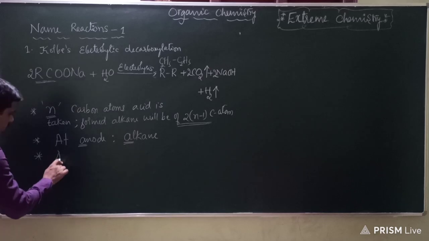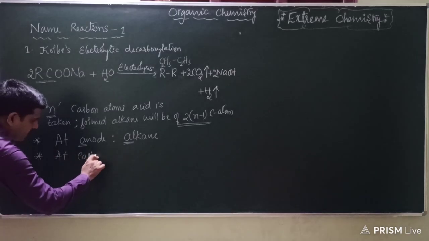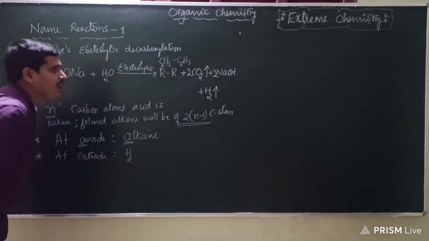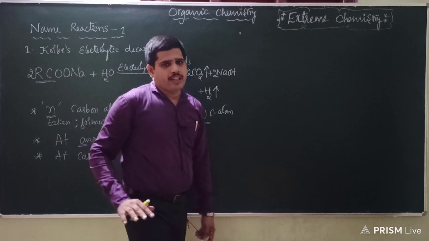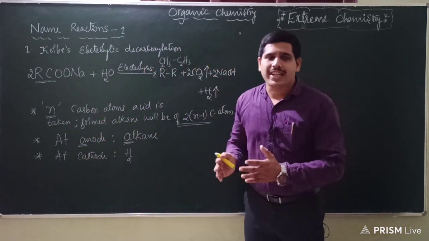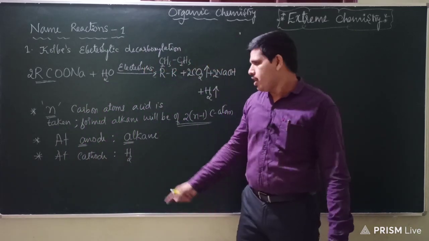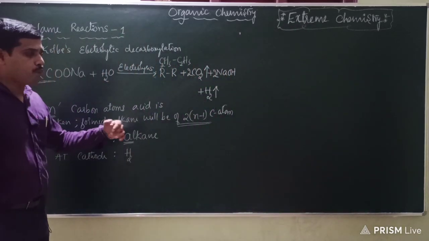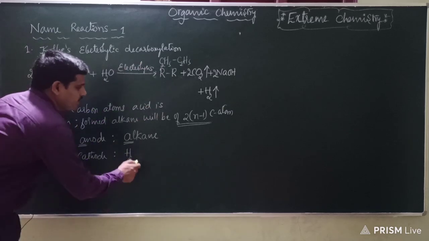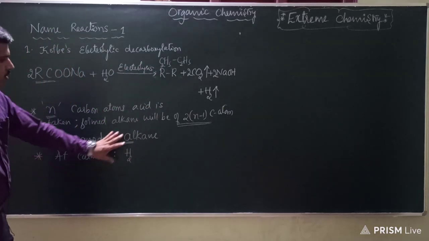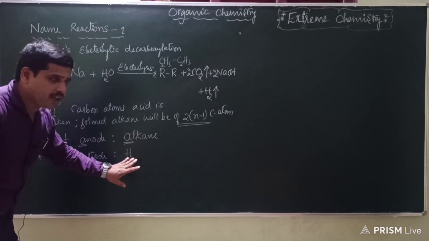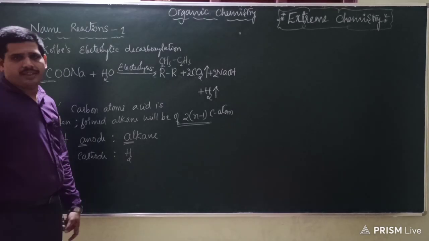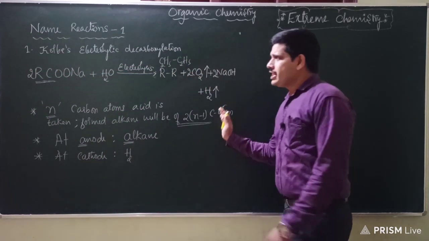Next, at the cathode. At the cathode, there is always liberation of hydrogen, because at the cathode, according to the concept of electrochemistry, that gas is preferred which has the highest reduction potential value. Out of these, hydrogen has 0 electrode potential, which is high compared to the others. Therefore hydrogen gas will come out at the cathode. So please remember these 2 things plus the earlier one in Kolbe's electrolytic decarboxylation reaction. Is that okay? Fine. So that is about the first method.